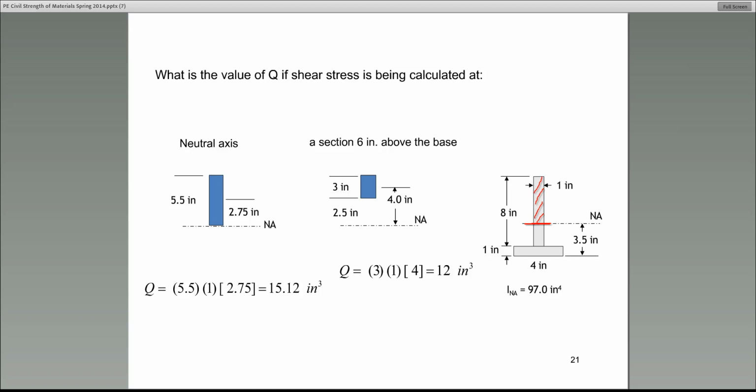Keep everything in perspective. We identified the section at which we are finding the shear stress, in this case at the neutral axis. Step number 2, we are identifying the area above that point. This is where I have highlighted red. Now, the next thing I do is a free body diagram of that area.